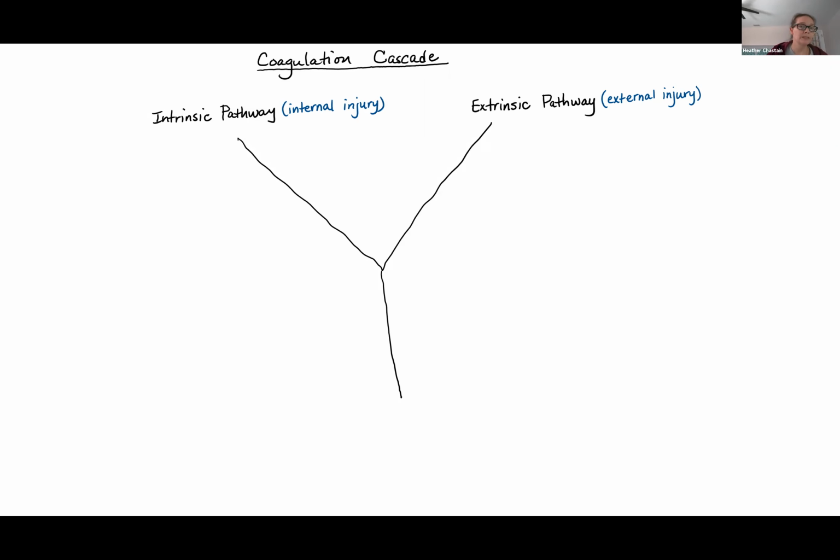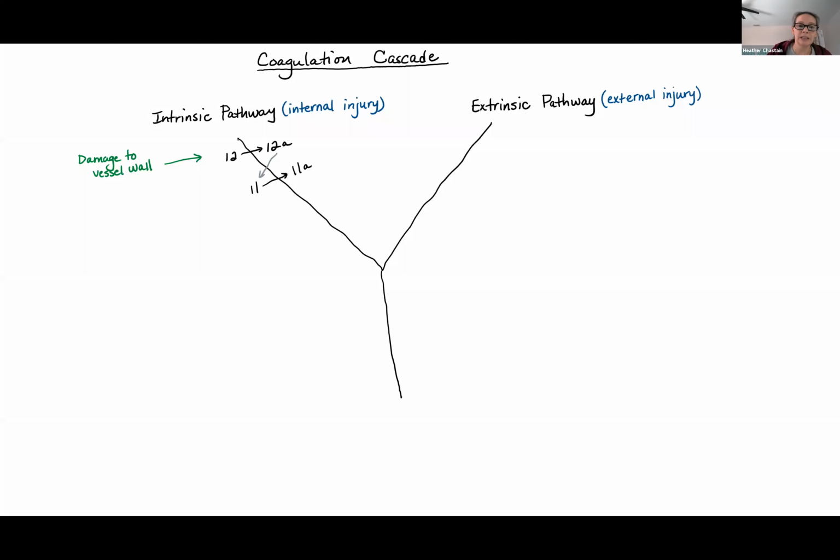Okay, so what happens? We'll start with the intrinsic pathway first. We have damage to a vessel wall, okay? That damage to the vessel wall stimulates activation of factor 12, okay? So 12 by itself is just hanging out. It gets activated. That's what the A means, okay? So it activates factor 12. When factor 12 gets activated, it then finds factor 11 and activates factor 11.